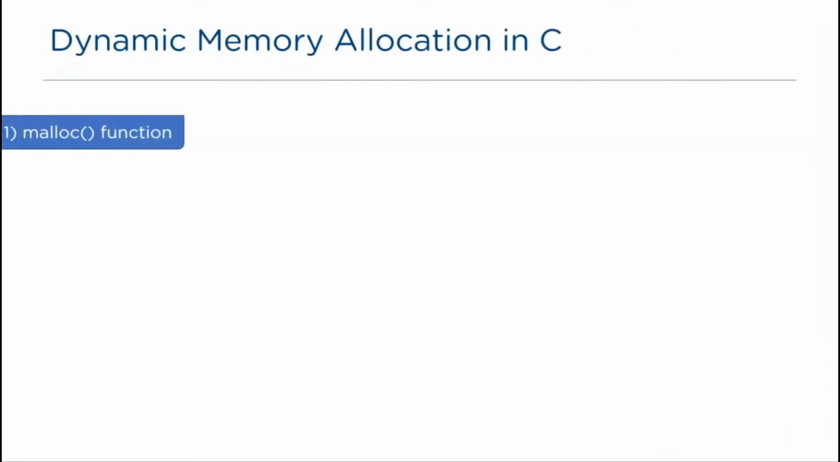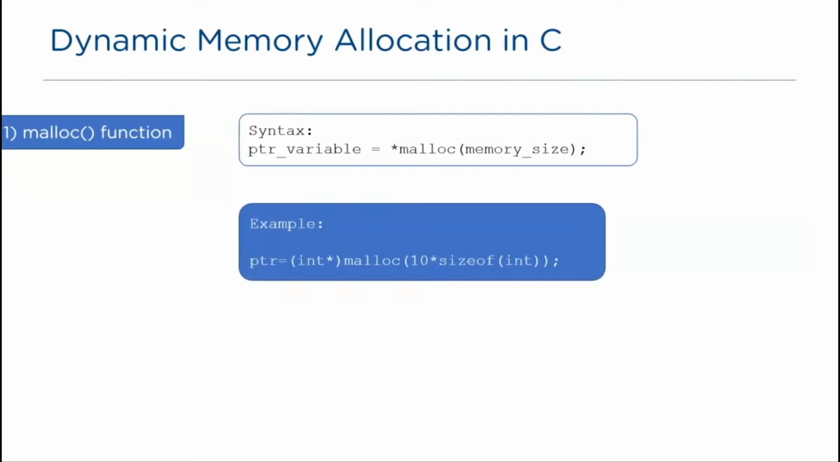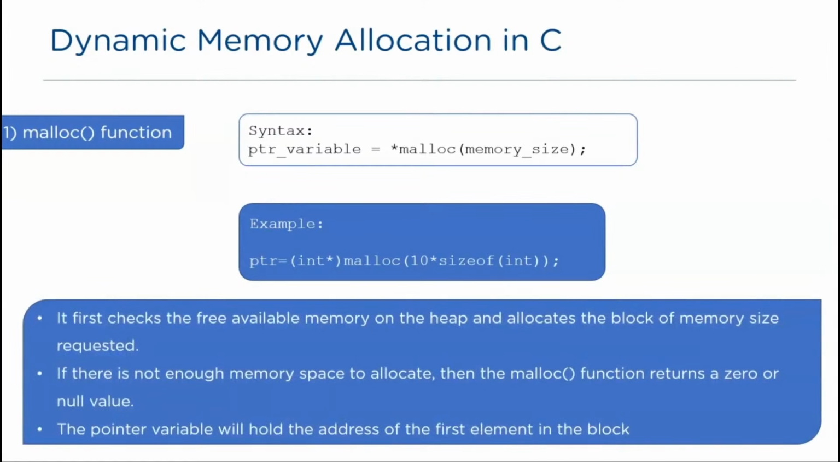First, when we use the malloc function, a continuous block of memory will be allocated and the pointer variable will hold the address of the first element. Now, let's look at the below given syntax. The malloc function takes one argument, memory size. For example, if we require 10 bytes of memory size, we can mention 10 or we can mention the size of int. The malloc function will first check whether the continuous memory is available on the heap. And if free memory is unavailable, the function will return a 0 or a null value. Else, it will allocate the memory as per the requested size if memory is available. And the pointer will point to the address of the first element in the block.